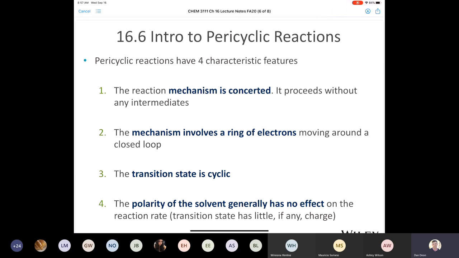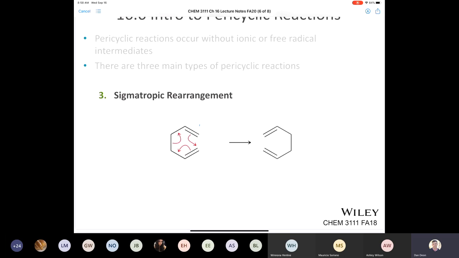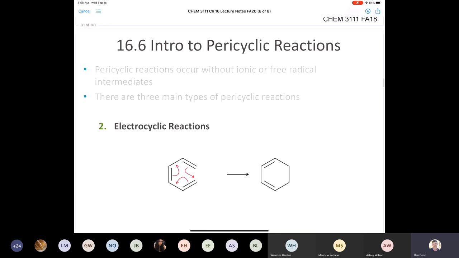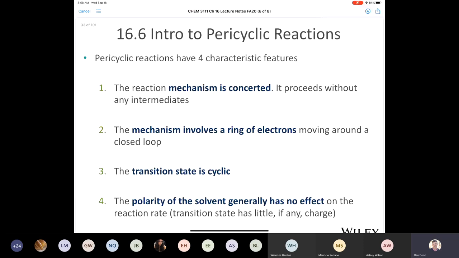Anyhow, pericyclic reactions have four characteristic features. The first one is the reaction mechanism is concerted. What does that mean? It means there's no intermediates. There's no interesting intermediates for us to study. The mechanism involves a ring of electrons moving around a closed loop. If you look at this mechanism for any of these, you see how all the curved arrows are drawn at the same time and they're always going in a circle, right? Look at this one. They all have these mechanisms where all the curved arrows are pushed at once. And if you're wondering, will I have to draw those? Of course. So the transition state is cyclic.